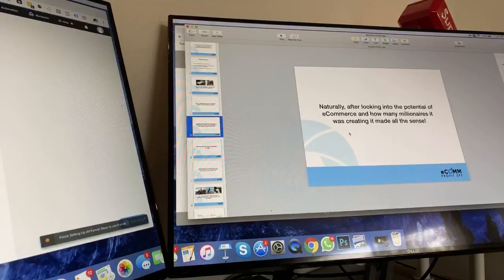We started looking into e-commerce, and again, the stats are obvious. How many millionaires? Look at Jeff Bezos, one of the first $1 trillion companies in the world.